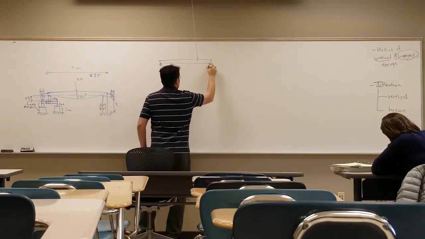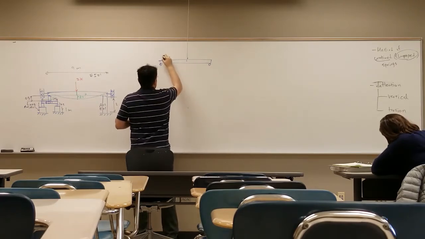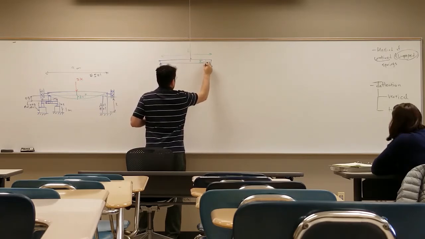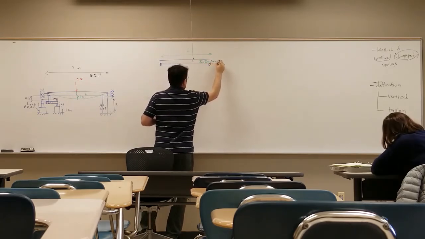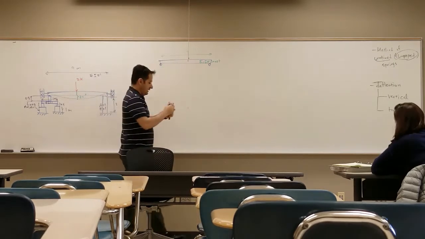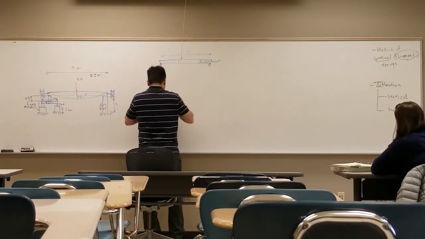So let's say you have a beam. The length is L, and E and I are constant, modulus of elasticity and area moment of inertia. And then you have a force P here at the middle.